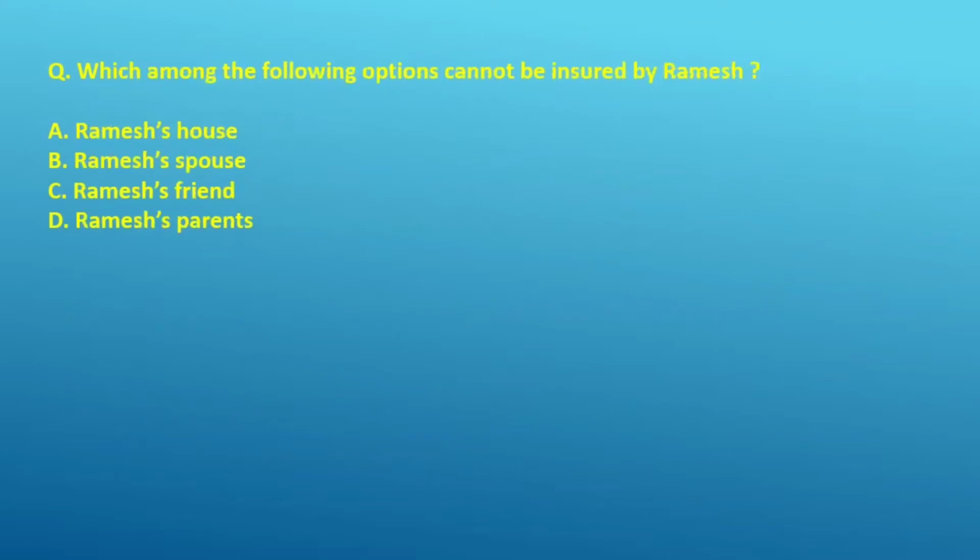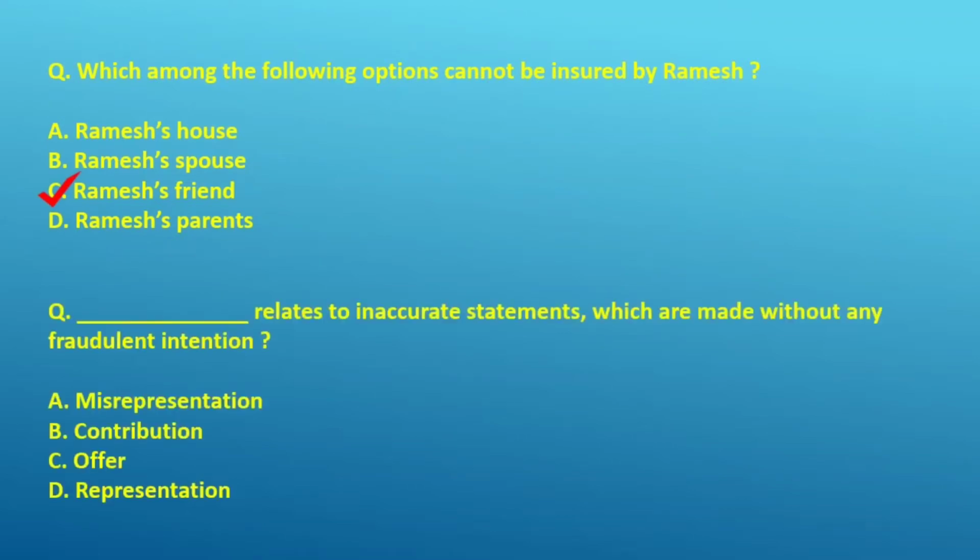Next question is, which among the following option cannot be insured by Ramesh? The correct answer is Ramesh's friend. Next is, dash relates to inaccurate statements which are made without any fraudulent intention. The correct answer is misrepresentation.